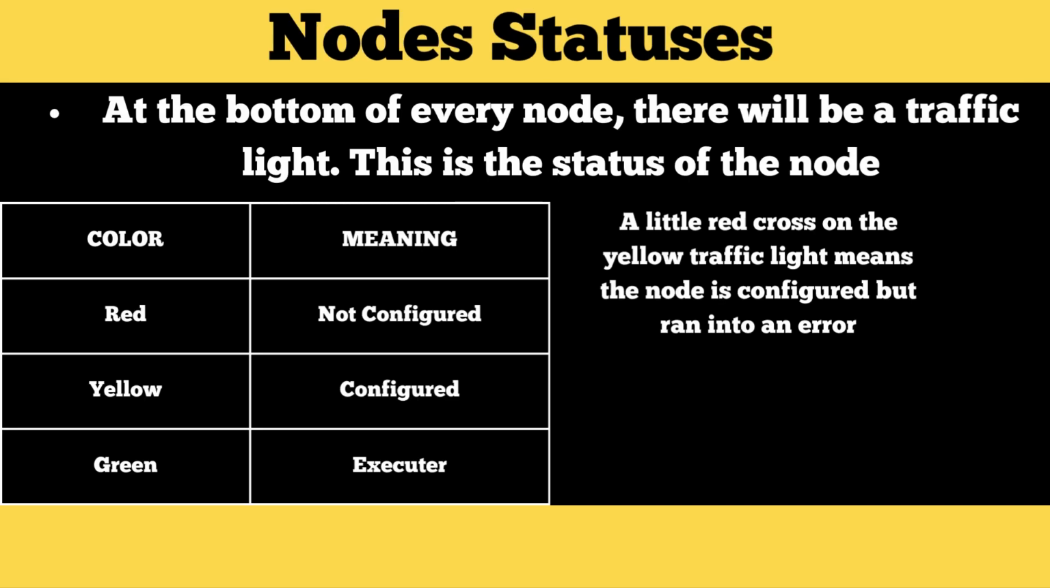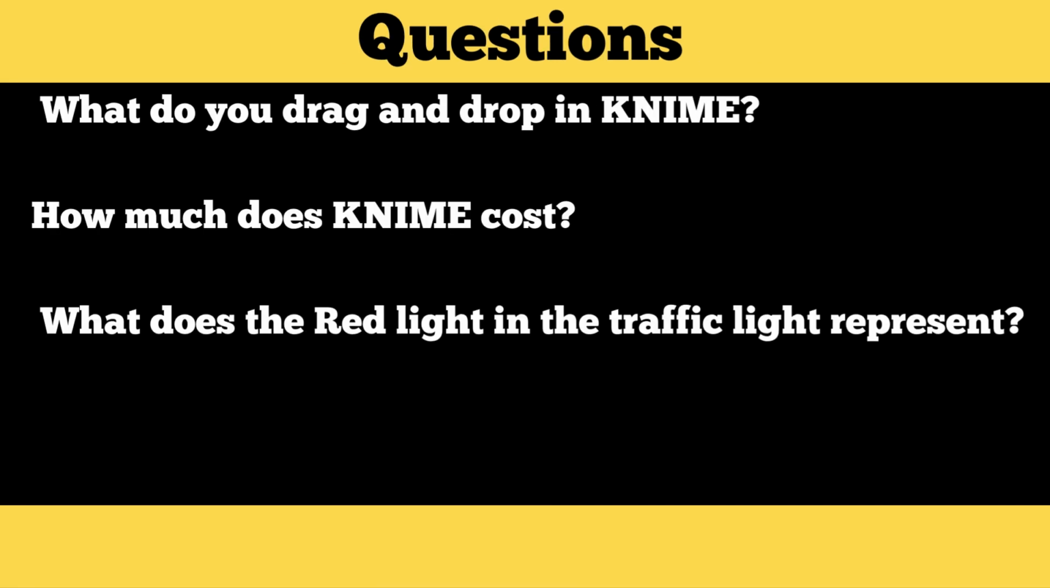Now, let's move on to node statuses. At the bottom of every node, there will be a traffic light. Each traffic light represents the status of the node. A red light represents an unconfigured node, a yellow one represents a configured node, and a green light represents a successfully executed node. If there's a tiny red cross appearing next to a red light, it tells you that the node is configured but ran into an error and cannot be executed. Here's a table to show you what is the status of the nodes.